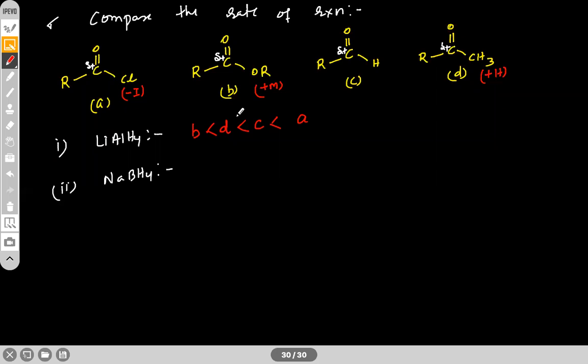Is it clear? Yes, sir. Now NaBH4 can't reduce ester, so we have to eliminate D. This is not possible for B. So it would be D, then C, and then A. Not valid for B. Positive charge on the carbon atom facilitates faster reaction and increases the rate of reaction because hydride ion can attack easily. Yes.